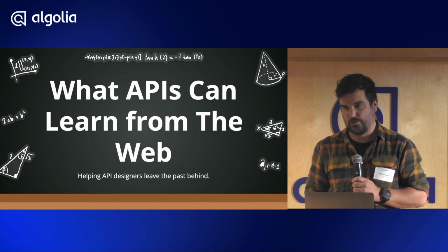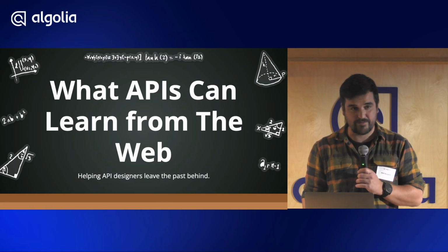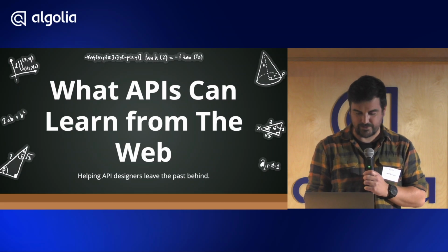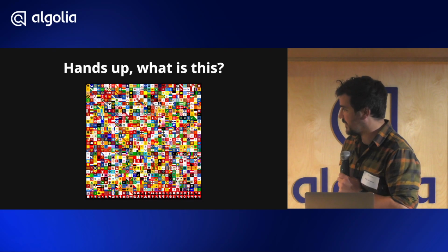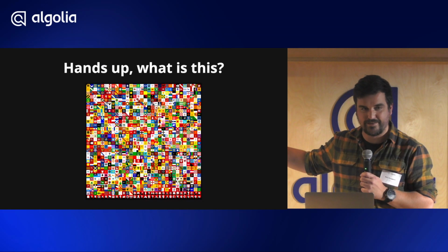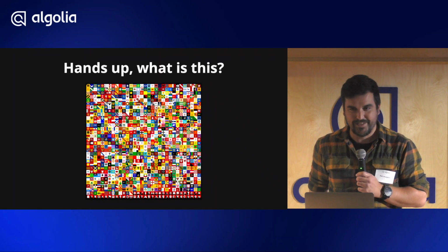So I'm here to talk about how API developers are doing everything wrong all the time. One of my favorite topics. So we're here to talk about a couple of things. Firstly, who knows what this is? What are you looking at right now?